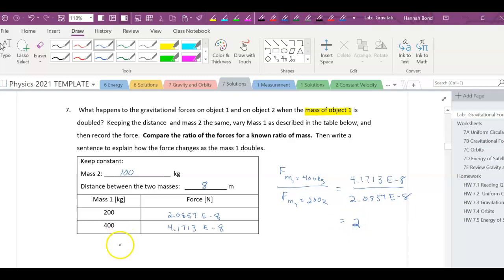And so therefore I would write a sentence. The gravitational, well, I've spelled it wrong, but we're going to go with that. The gravitational force doubles when the mass of object 1 doubles.